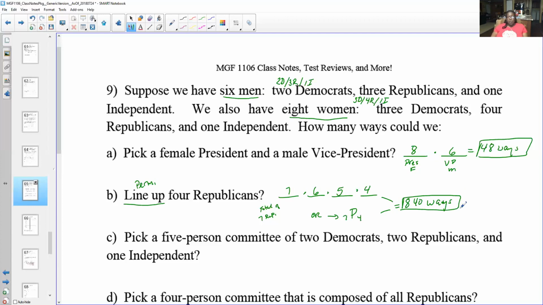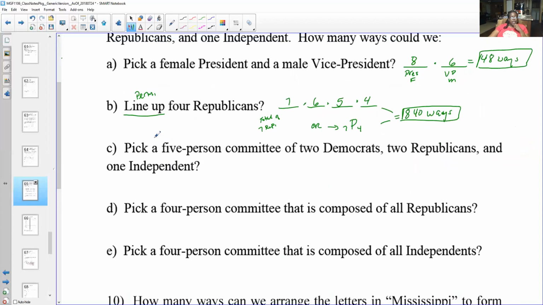So we see how we have a choice. If it's a permutation, we could also write it as a fundamental counting principle. All right, so you have options. You might see it one way, you might see it another. But lining up people, order matters. Okay, let's try our next one.